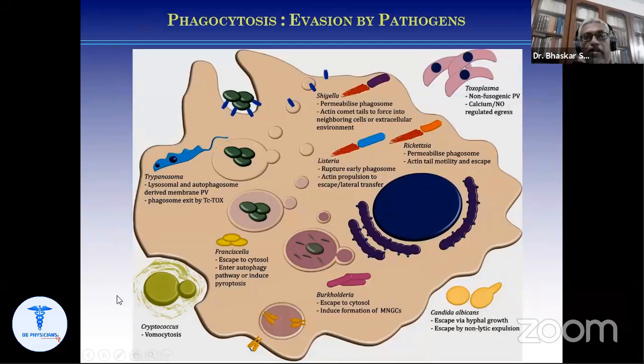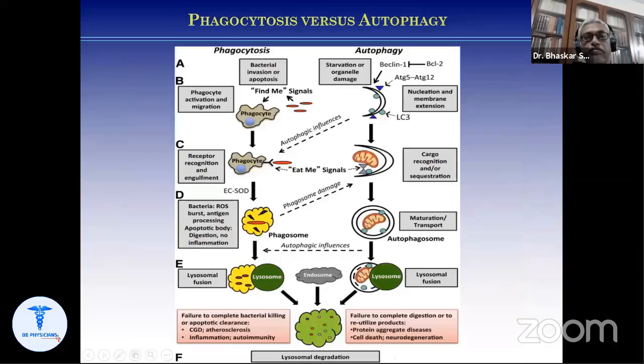And all these different pathogens like Shigella, Listeria, Rickettsia, Burkholderia, then Francisella tularensis, then Trypanosoma, and similarly Leishmania, the Candida, the fungus Cryptococcus pneumoniae. So there are many such pathogens which can prevent phagocytosis and its function to destroy them by many different mechanisms.